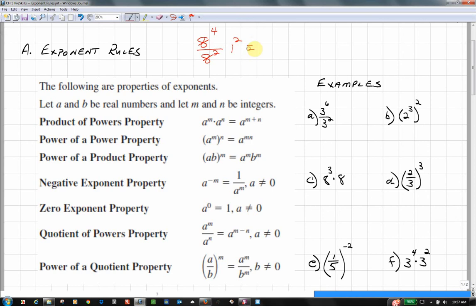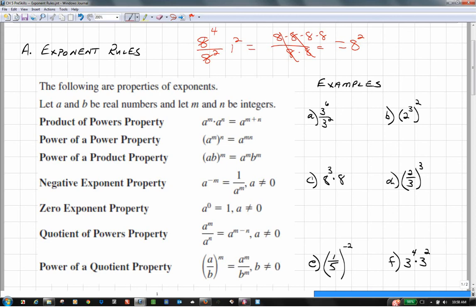If we think about this, that'd be 8 times 8 times 8 times 8. 8 squared is 8 times 8. So if we cancel those out, you can see what I have left is 8 squared. So how it works when I have exponents is I don't divide the bases. I simply subtract the exponents in this case. So the base stays the same and the exponents add or subtract.